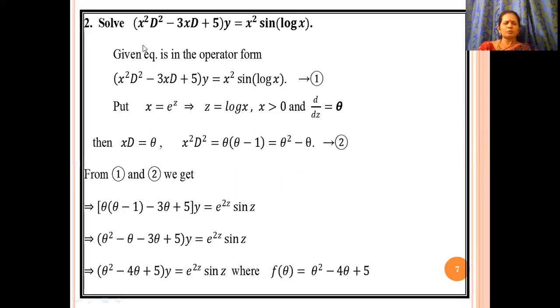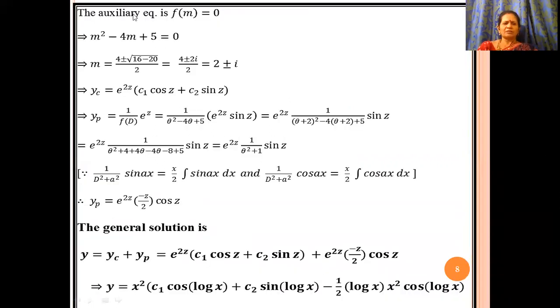Coming to the next problem, this is another type of problem. First of all, write down the general solution and apply the Cauchy Euler equation. We will get the auxiliary equation. For this auxiliary equation, write down the factors. After writing the factors, write down the complementary function. Then go to the particular integral. Here the particular integral is 1 by f of d into e power a. Here it is not e power z, it is a q. So q is nothing but, in this problem, e power 2z into sin z.